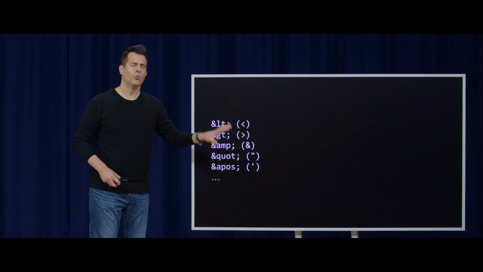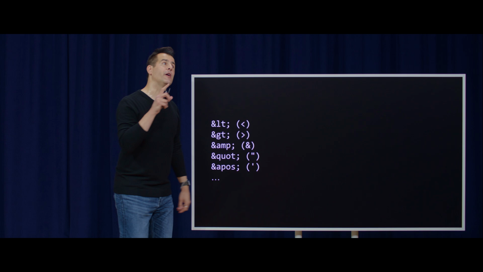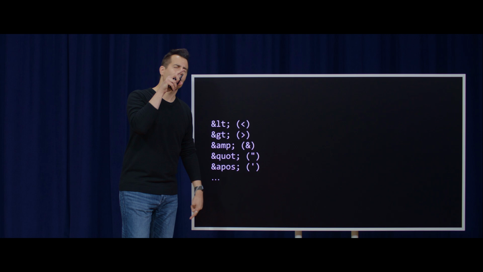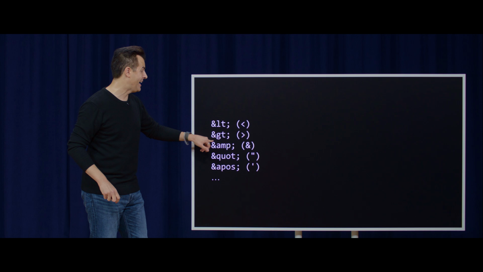The less than sign should be ampersand LT semicolon. The greater than sign, the ampersand sign, for the very reason that we're now potentially creating a new problem. If we're using ampersand all over the place, what if the user's input has an ampersand? We don't want to confuse the ampersand in the user's input for a character escape. So there actually needs to be a more verbose way, ampersand AMP semicolon, to represent literally an ampersand.